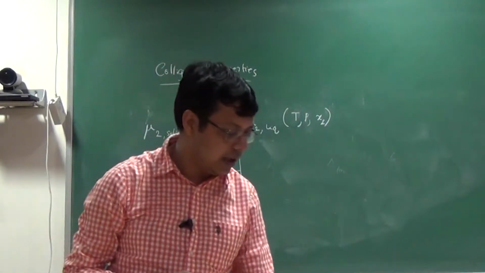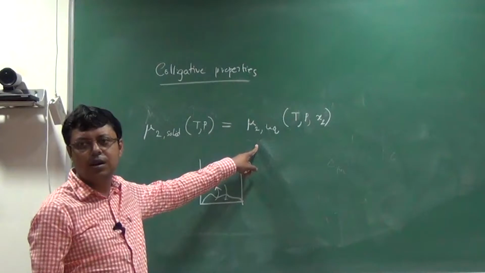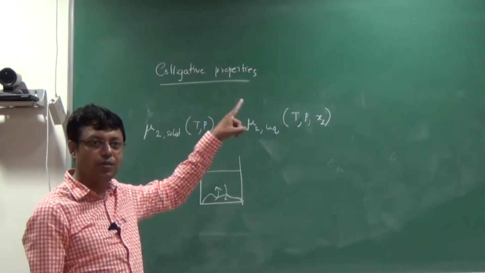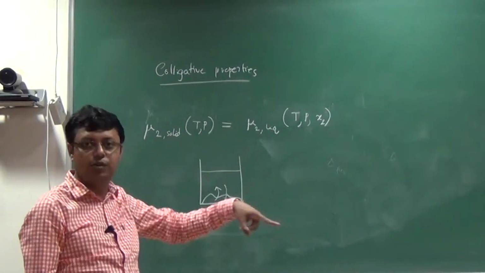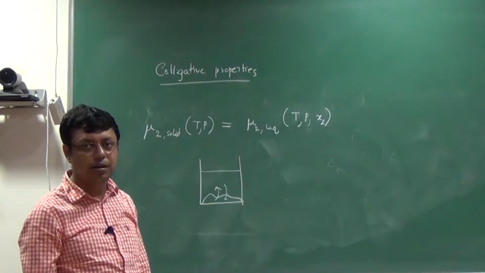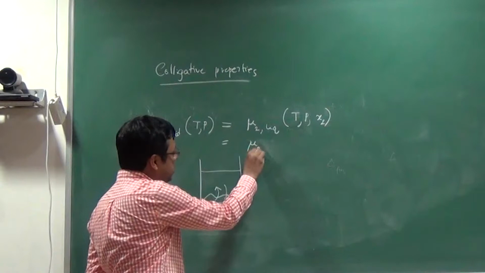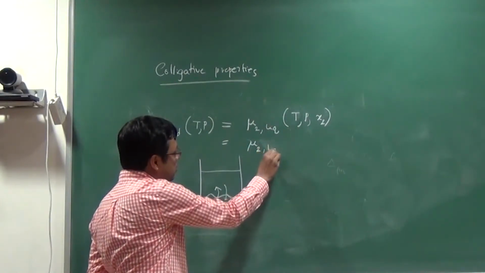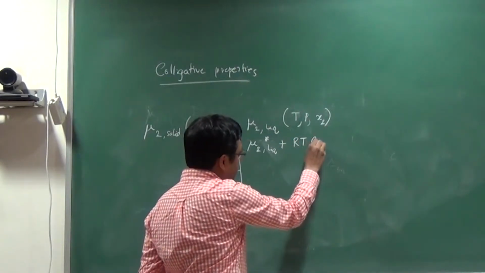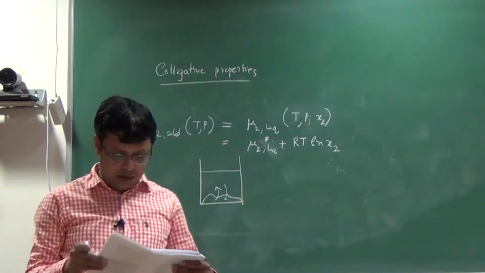Now, here I can actually use the other equation for this. Mu2 is mu2 star plus RT ln x2, because we showed that if mu1 is equal to mu1 star plus RT ln x1, I can also show it for an ideal solution, again. Clear? So, the derivations are again the same. So I'll write it as mu2 liquid star plus RT ln x2. Clear? Okay.